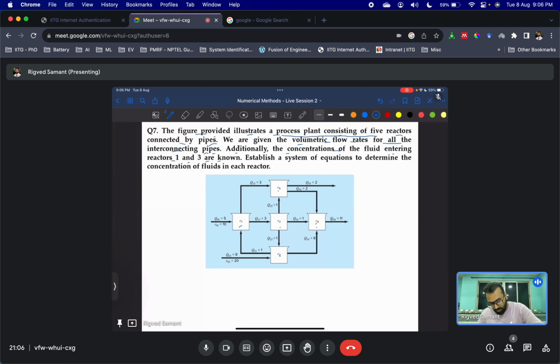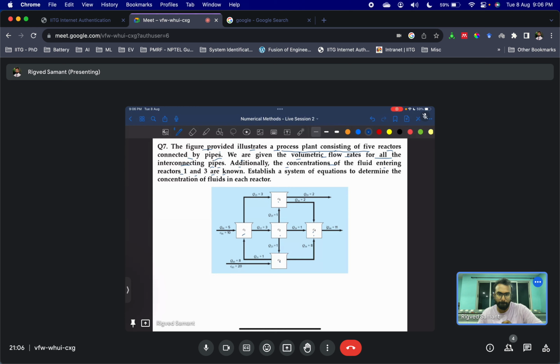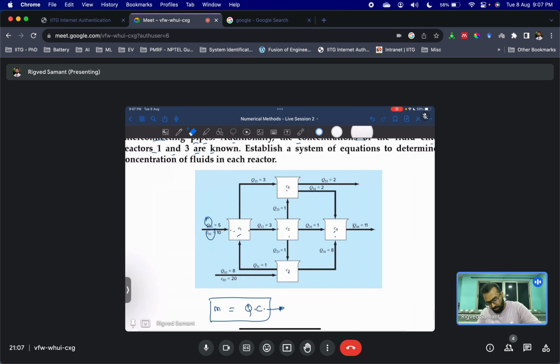There is a flow rate coming in and a flow rate going out. So whatever flow rate is coming in must be equal to whatever flow rate is going out, correct? We have pipes connected to the reactors, so for each one there is some flow rate coming in and going out. We have a volumetric flow rate and concentration, so we can write the mass flow rate as Q times C for each one, for M1, M2, for everything. And from that, I'll demonstrate for reactor 1.